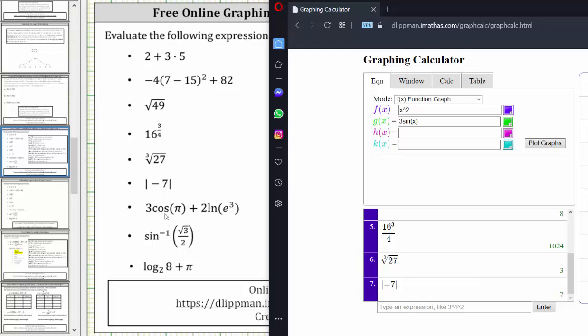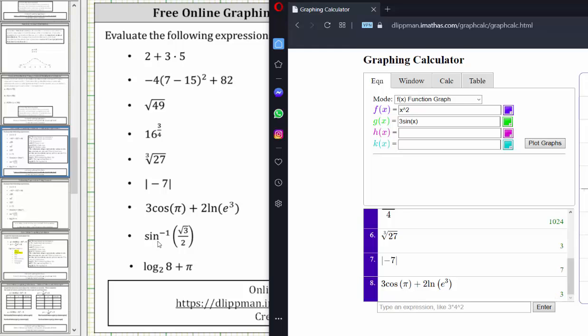Next, we have 3 cosine pi plus 2 natural log of e cubed. Clicking in the expression cell, we enter 3 cosine, open parenthesis, for pi we enter pi, close parenthesis, plus 2. For natural log, we type in ln, open parenthesis, e. Once again, we need the exponent key or caret, which is Shift 6, 3, close parenthesis, and enter. We can see on the left we entered the expression correctly, and the expression is equal to 3.